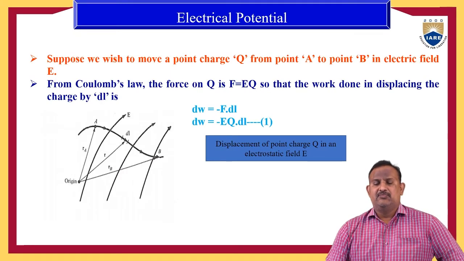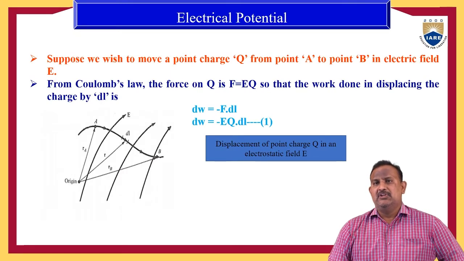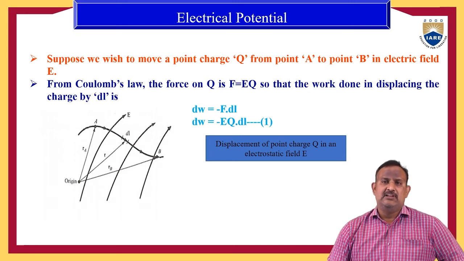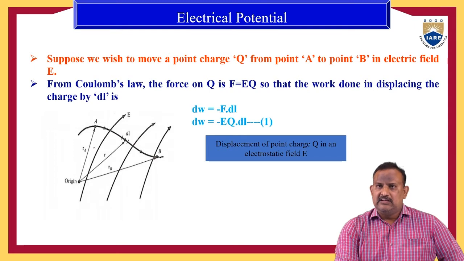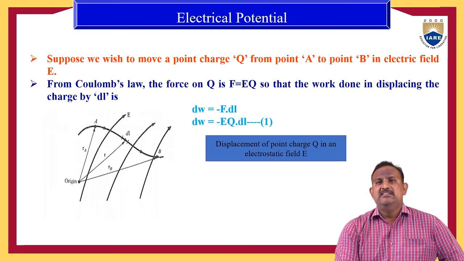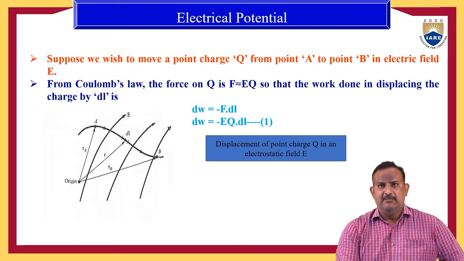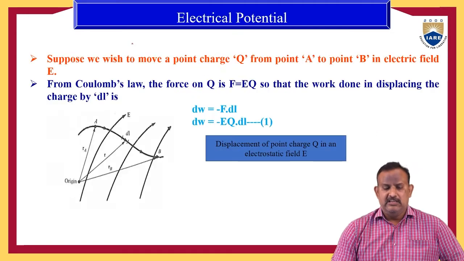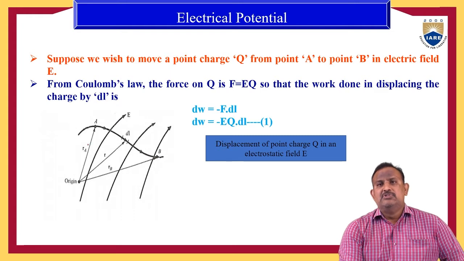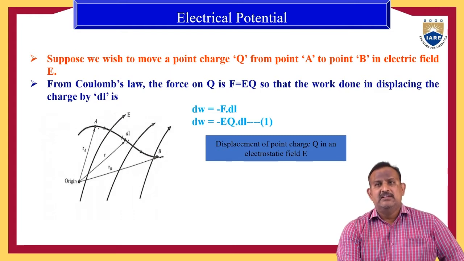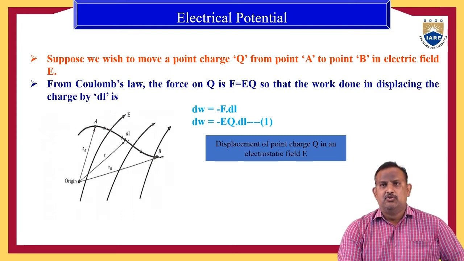To define the electric potential, let us assume some electric field E like this. In this electric field, I need to move a point charge from point A to point B. Let us assume two points, point A and point B. In the electric field intensity, I want to move a point charge Q from point A to point B.